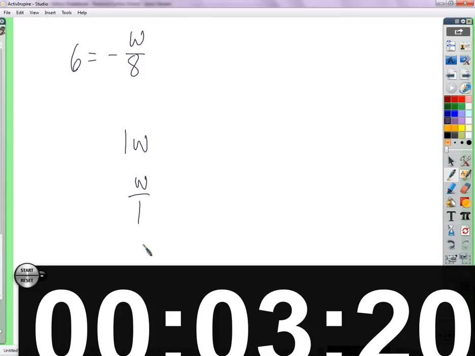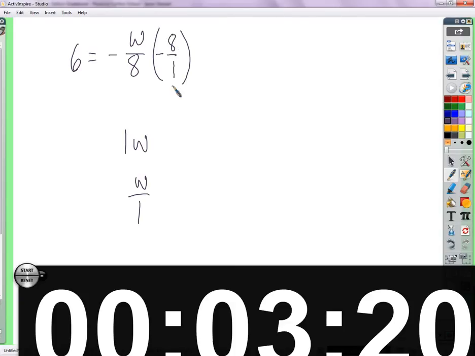Times it by a negative. Negative times negative is positive. Okay? Times it by the reciprocal. We've seen reciprocal before, right? We get a 1 times the variable. 8 over 1? That might work.